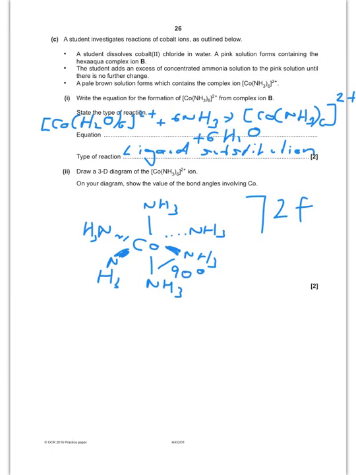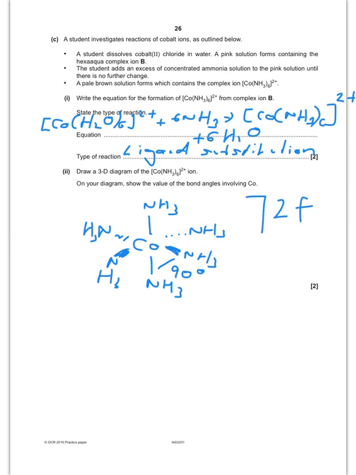So part C then, we are looking at some cobalt chemistry there. So I'm taking cobalt chloride, dissolving it in water, getting a hexaaqua complex ion B. I'm then adding ammonia solution until no further change, and a pale brown solution forms, and it tells me the ion that it forms. What's an equation for that? So it's obviously a ligand substitution reaction where I've replaced the 6 water ligands with 6 ammonia ligands.